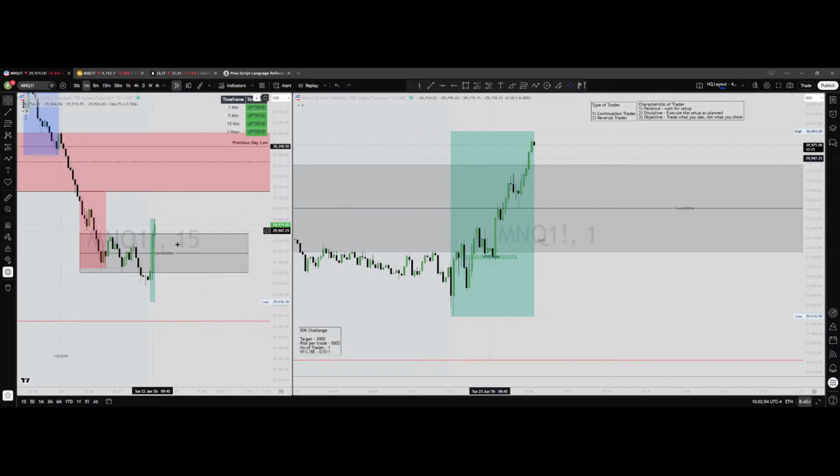We need a 15-minute candle closure above this for us to initiate any AMD trade. Until then, we do not have any trade. So we have to wait at least another 12 minutes.